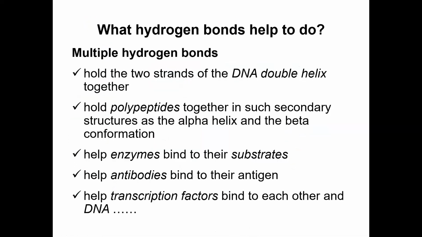So hydrogen bonding holds all the strands of DNA together, like you said, in the double helix. Also, it holds polypeptides together. It helps enzymes to bind to substrates. It helps antibodies to bind to their antigen. Like when you get a vaccine, for example for COVID-19, the antibodies will bind to the antigen in the body via hydrogen bonding.